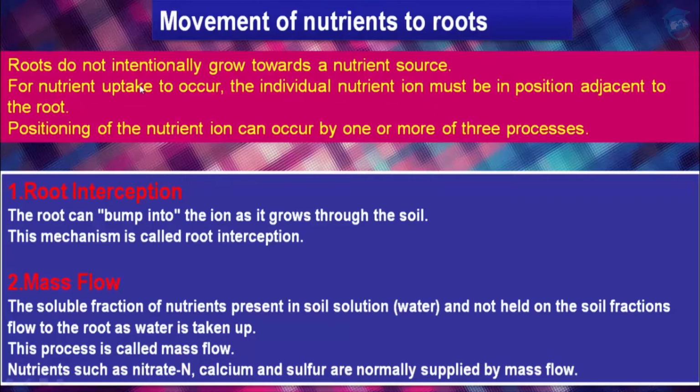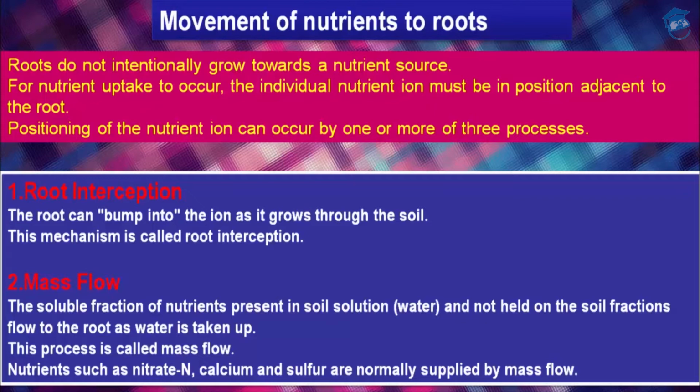Roots do not intentionally grow towards a nutrient source, students. For nutrient uptake to occur, the individual nutrient ion must be in position or adjacent to the root. Positioning of the nutrient ion can occur by one or more of three processes. Which are those? First is root interception, second is mass flow, and third is diffusion.